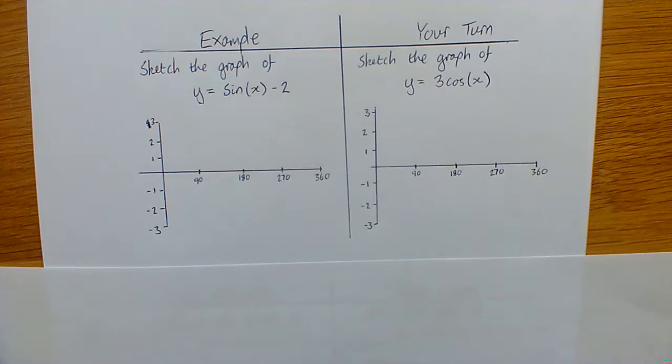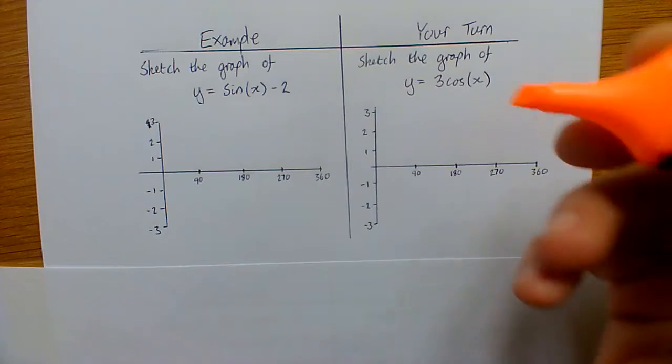Okay, so in this video, what we're going to do is put into practice what we saw in the last video. This is all going to be about sketching a sine graph or a cos graph that's been transformed. Every time I get one of these questions, the first thing I want to do is start thinking what a standard graph looks like, and then thinking what's happened to it.